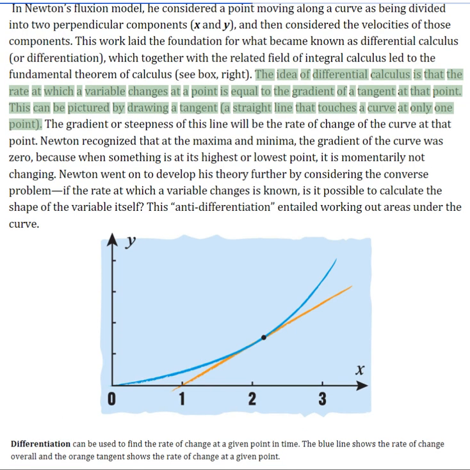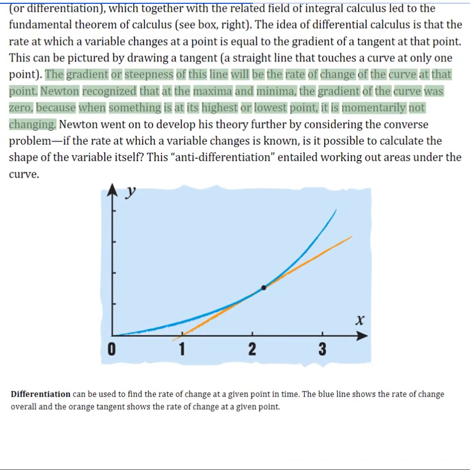The idea of differential calculus is that the rate at which a variable changes at a point is equal to the gradient of a tangent at that point. This can be pictured by drawing a tangent. The gradient or steepness of this line will be the rate of change of the curve at that point. Newton recognized that at the maxima and minima, the gradient of the curve was zero, because when something is at its highest or lowest point, it is momentarily not changing.